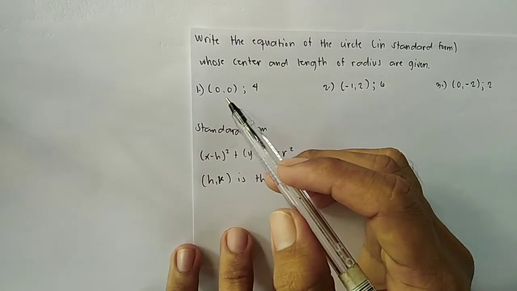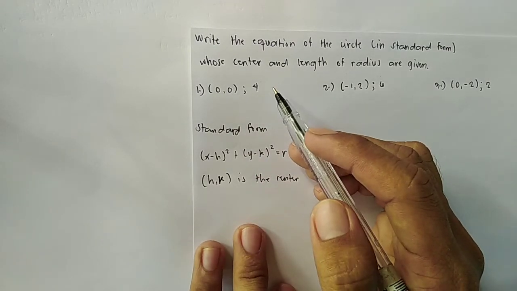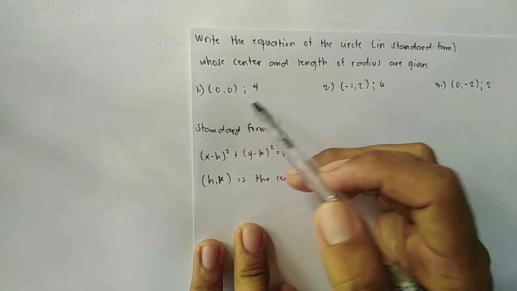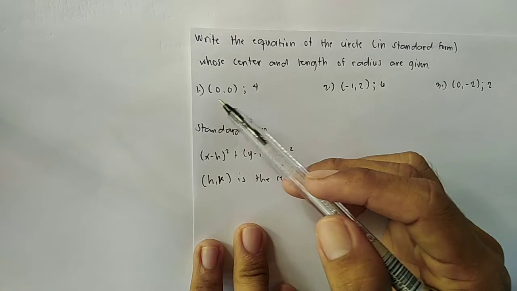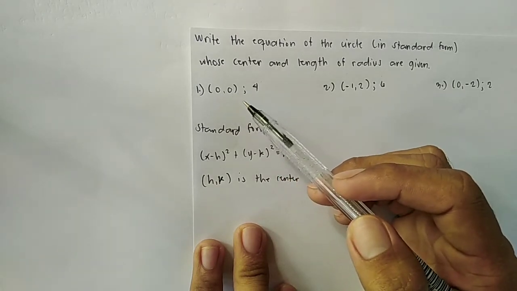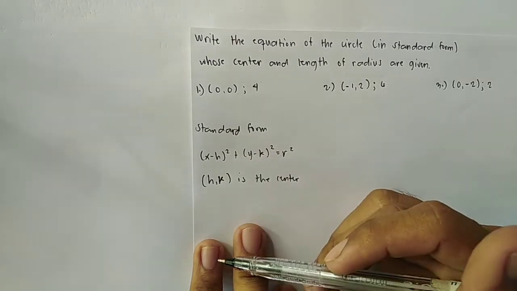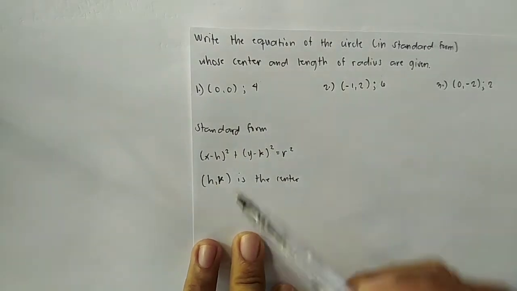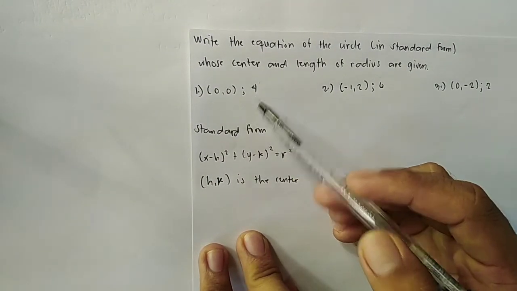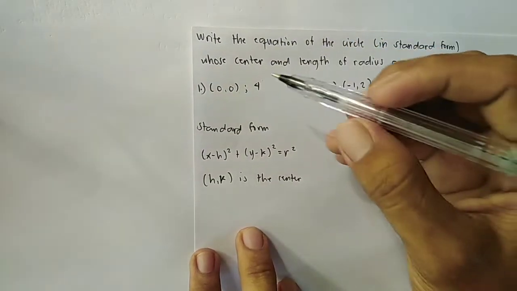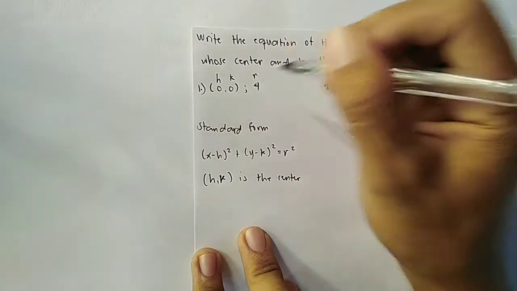So the center is at (0, 0) and the radius is 4. We already know or remember that every circle whose center is at the origin, or at point (0, 0), has an equation of the form x^2 + y^2 = r^2. But to make sure, just simply substitute the given center of the circle and the radius into the standard form. So let us identify: our h is 0, our k is 0, and our radius is 4.